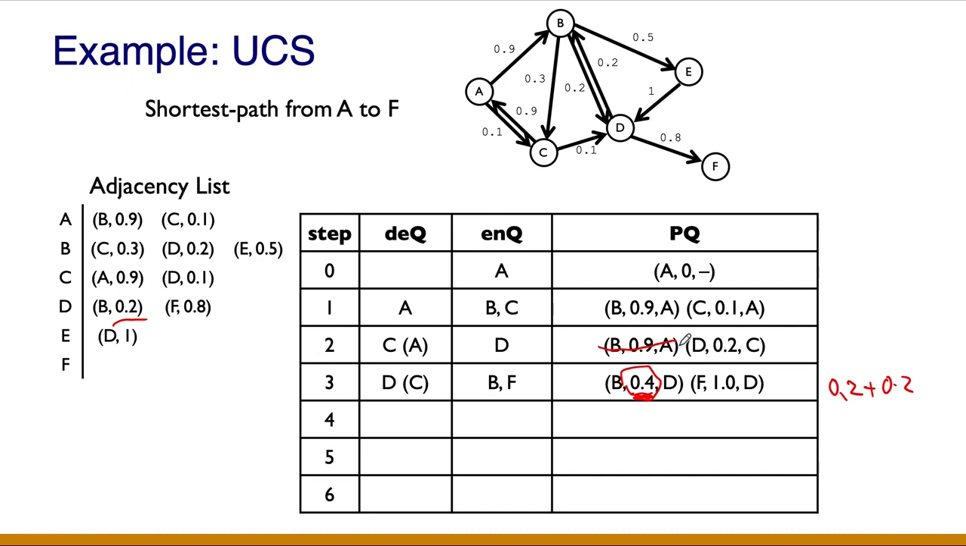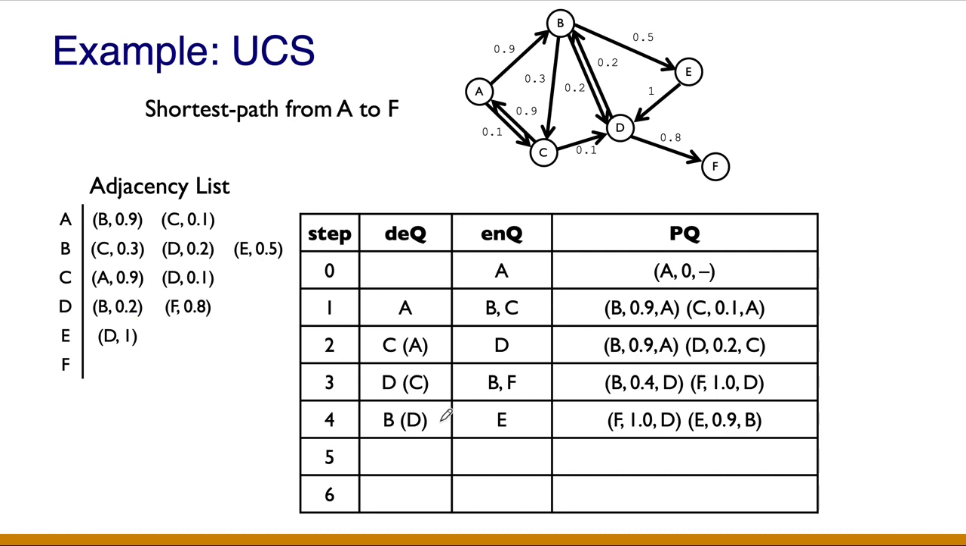So the second one, again, is a 1. The reason why you have 1 is because the previous cost is 0.2 plus the cost of 0.8, right? To go from D to F, so you have 0.2 plus 0.8, it gives you 1.0, right? So the next node you process will be the one with lower cost, which will be B, right?